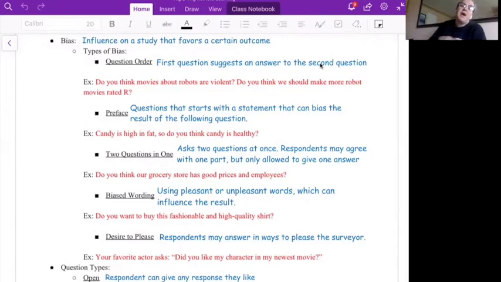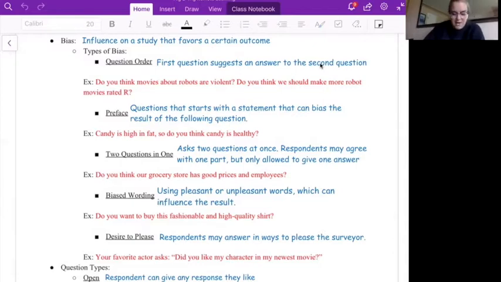Or you could ask two questions in one. This means you ask two questions at the same time, and the respondent may agree with one part, but is only allowed to give one answer. For example, do you think our grocery store has good prices and employees? Maybe they think that it has good prices, but maybe not good employees, or vice versa. But if it's just a yes or no answer, how can you really say yes or no if you only agree with one of them? So that's two questions in one.